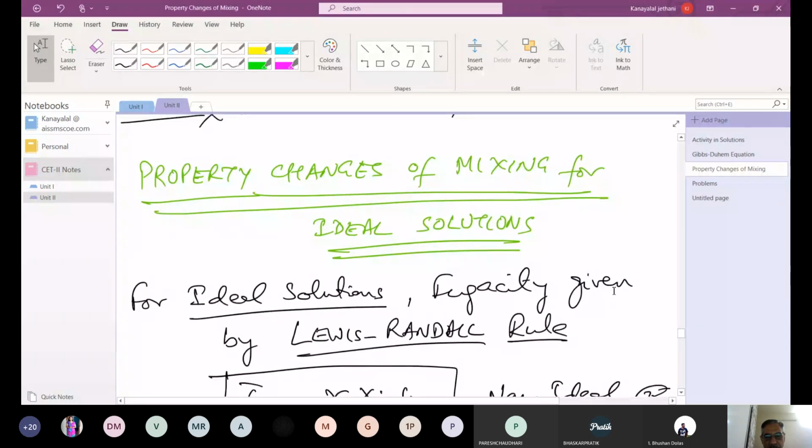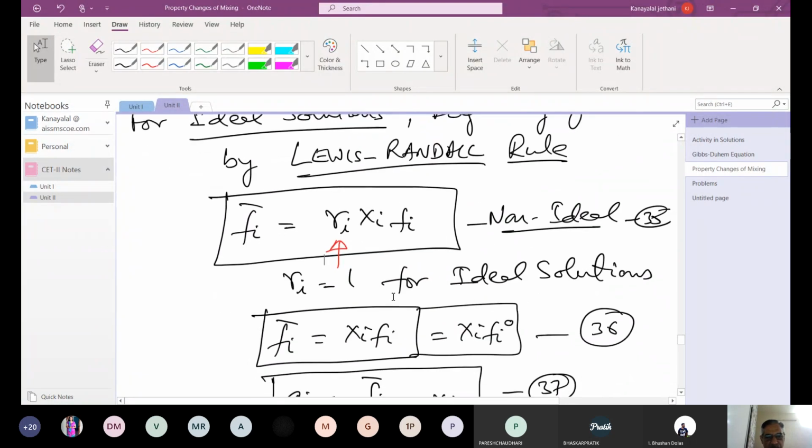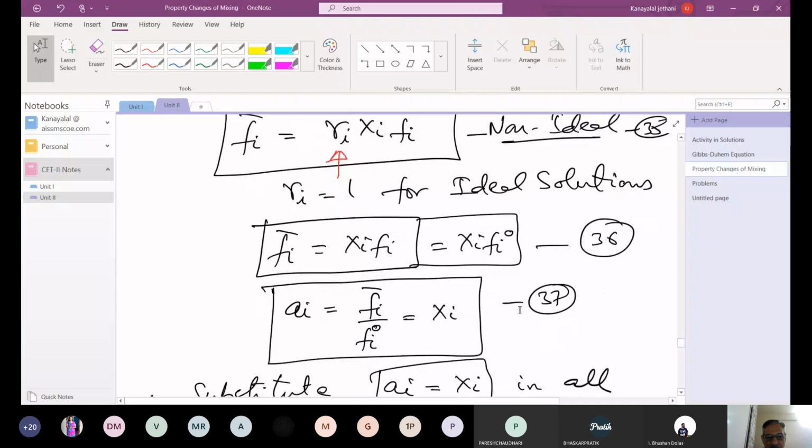OK. What we saw yesterday was properties of mixing for real solutions, and we had considered the Lewis fugacity rule with correction for non-ideality using gamma i, which is f̄i equal to gamma i xi fi. That's for non-ideal solutions. And we have seen that gamma i is equal to 1 for ideal solutions. So this equation reduces to f̄i is equal to xi fi, or xi fi0. And from here we know the definition of activity ai is nothing but f̄i by fi0. Now from this, equation 36, ai is equal to xi. So for ideal solutions, if you know the mole fraction, you know the activity.